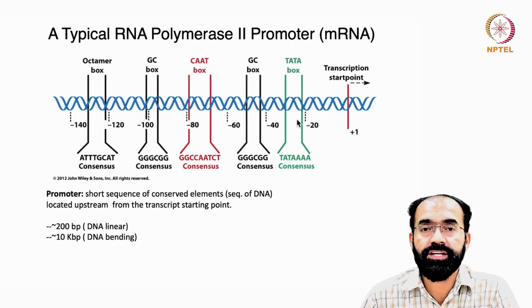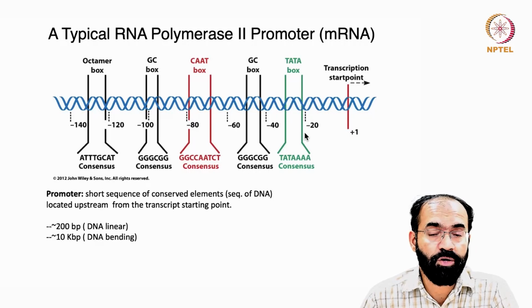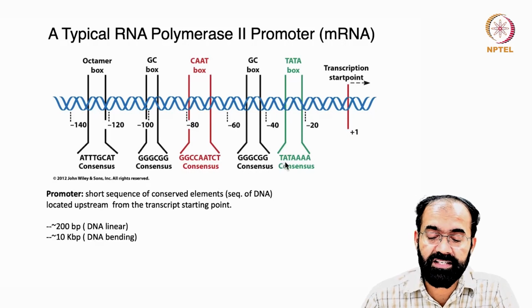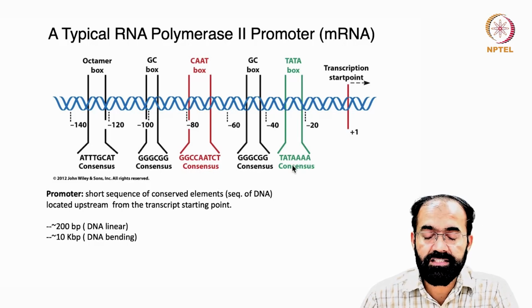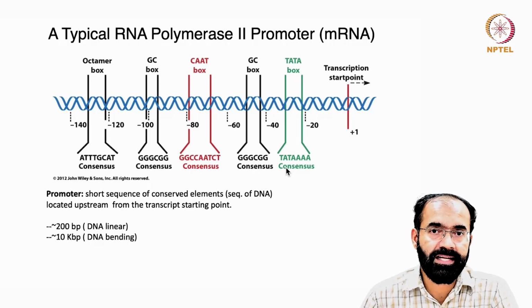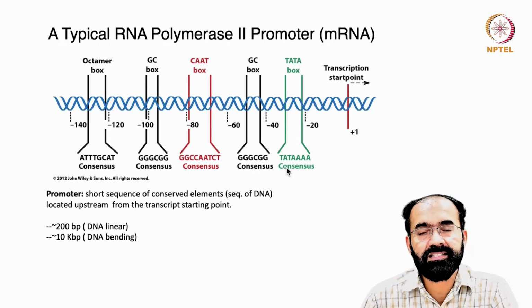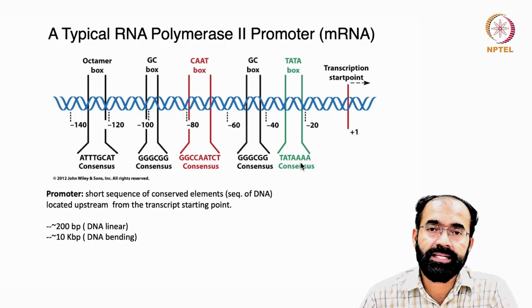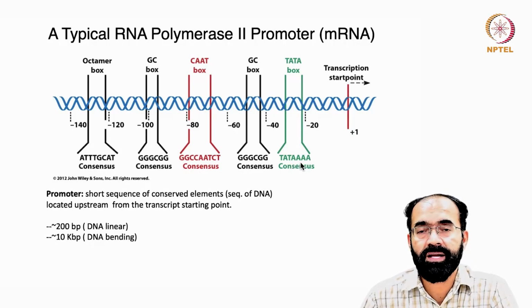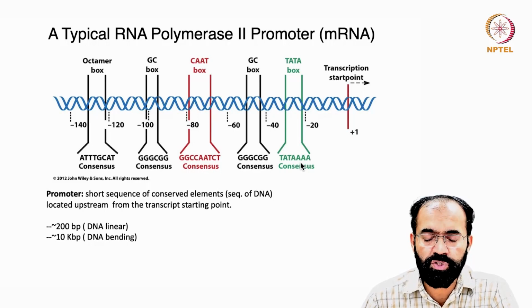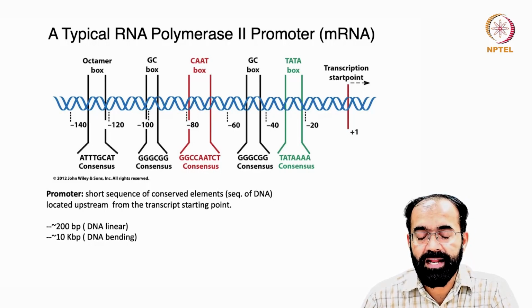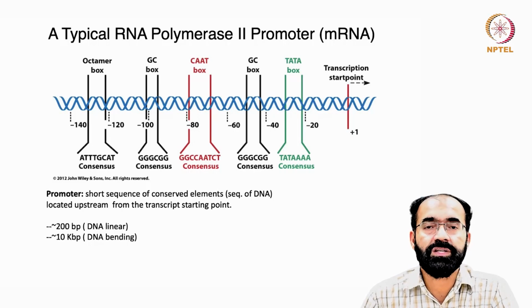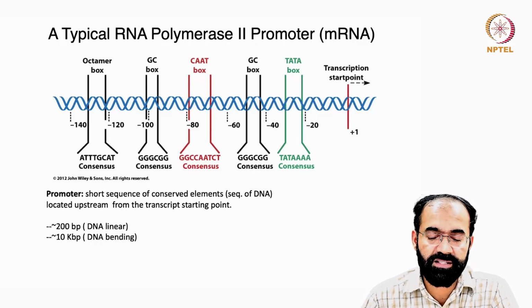Around the -20 region you have the TATA box, and the TATA box has a consensus sequence TATAAAA. Consensus basically means something predominantly seen or commonly seen. This doesn't mean that every gene must have only this sequence. It will allow maybe one base alteration, but usually, unlike the neighboring parts, this consensus sequence is more or less going to be the same.